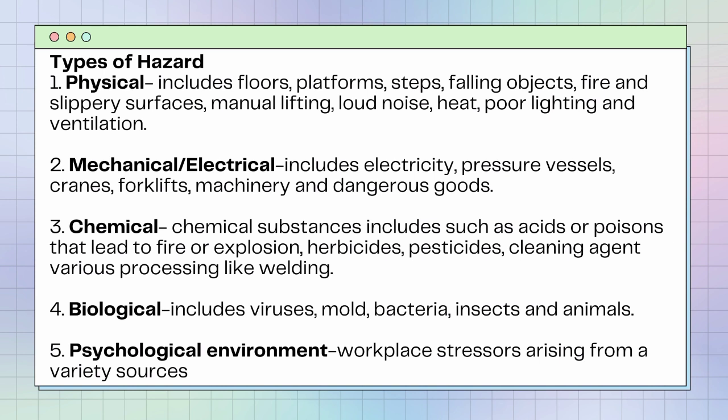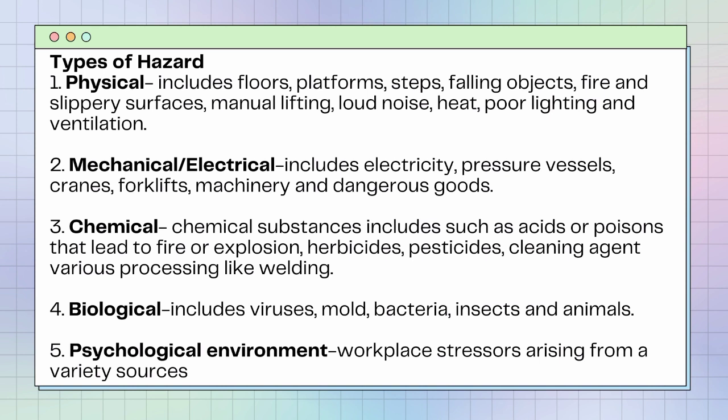Types of hazard. Number 1. Physical. Includes floors, platforms, steps, falling objects, fire and slippery surfaces, manual lifting, loud noise, heat, poor lighting and ventilation. 2. Mechanical or electrical. Includes electricity, pressure vessels, cranes, forklifts, machinery and dangerous goods.